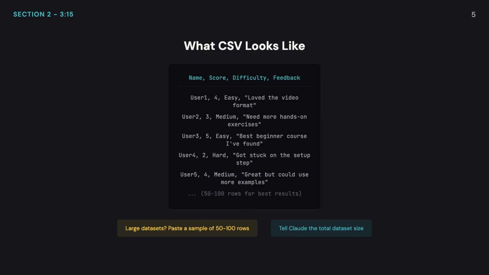Here's where most people go wrong. They paste data into Claude and ask, "Analyze this." That's like handing someone a book and saying, "Read this." The secret to good data analysis is asking specific questions. There are 4 types of questions that unlock insights.